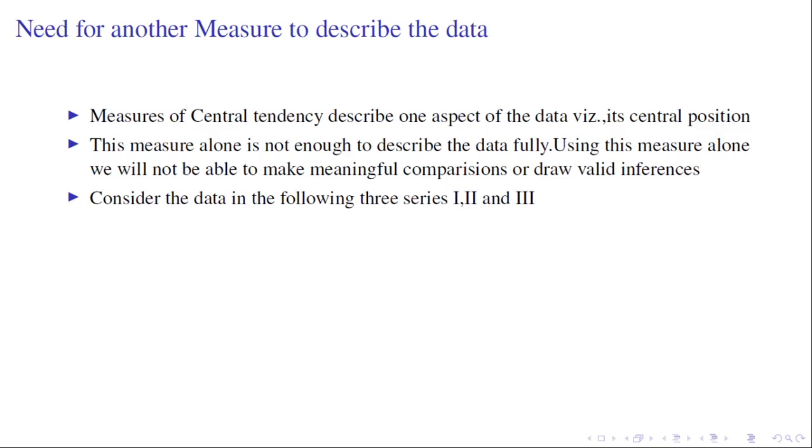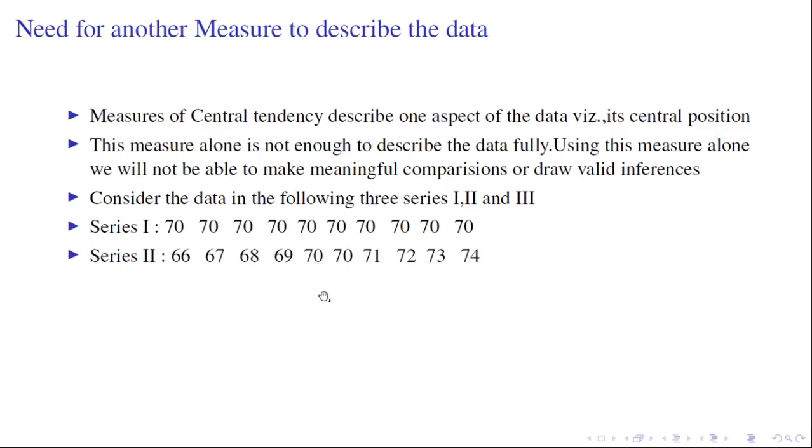Consider the data in the following three series. The first series: 70, 70, 70. There are 10 observations, and all observations are 70. Next, series 2 is gradually increasing, with minimum 66 and maximum 74. The third series is also gradually increasing, with minimum value 1 and maximum value 120.